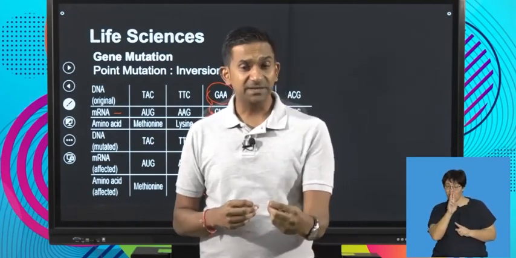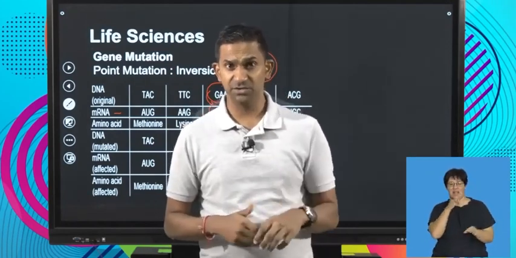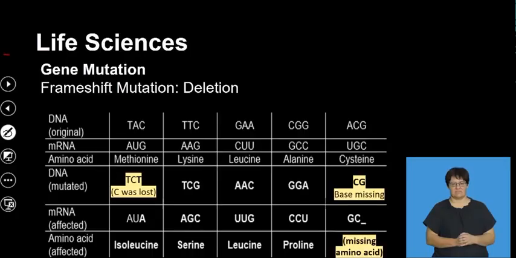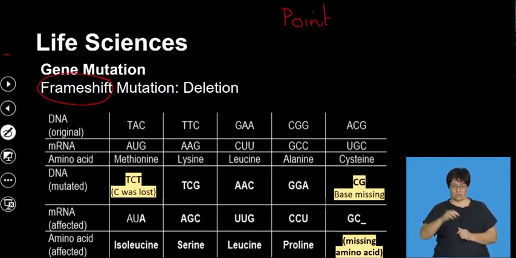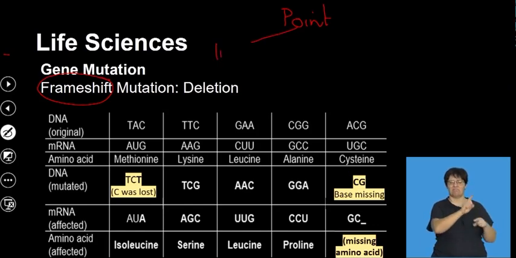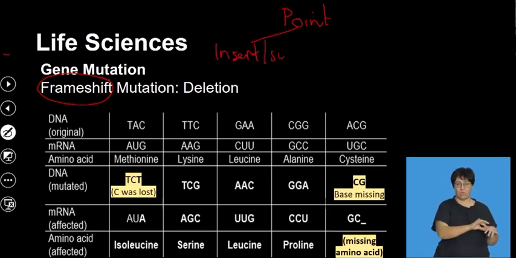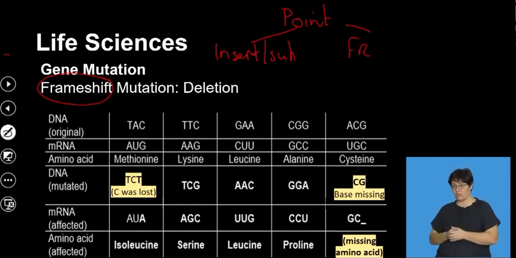We'll have to unpack that when we look at the effects of these mutations. When we look at the other group of mutations, we refer to them as frameshift mutations. Just to recap, we're discussing point mutations, and in point mutations we said that there were different types, and we looked at a single base being inserted or substituted. Now we're looking at the next group, which is frameshift.